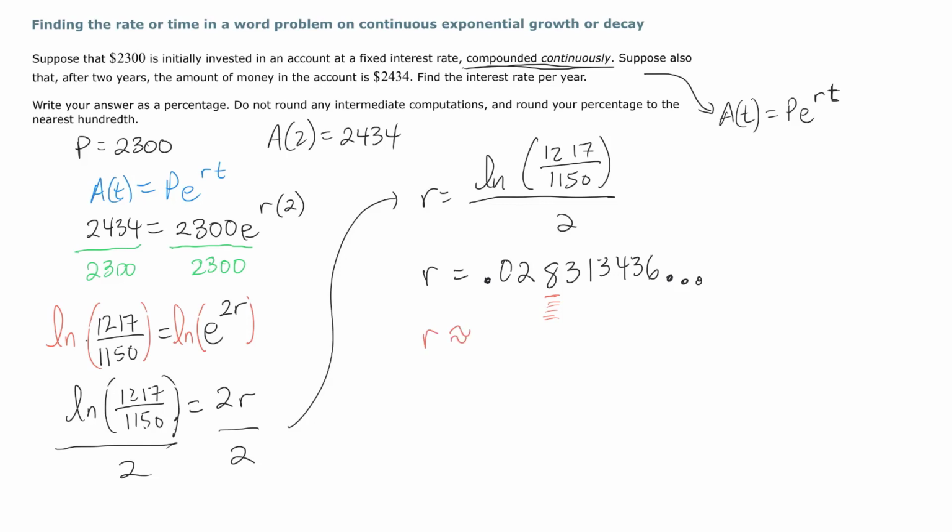R is going to get rounded up to 0.3, which you know is equal to 3%. Oh, I'm reading this wrong. It says, round your percentage to the nearest hundredth. Oh, well that's very, very different. So we don't want to round this to 3%.